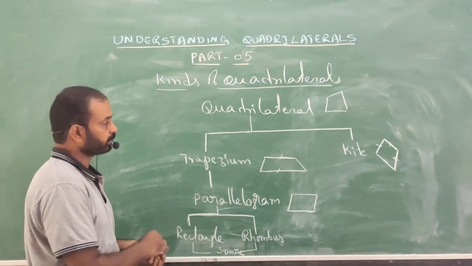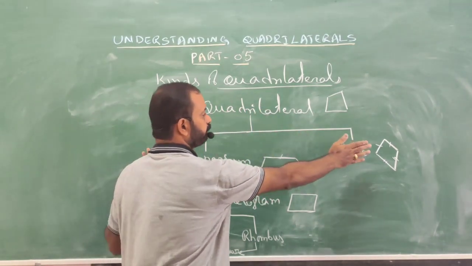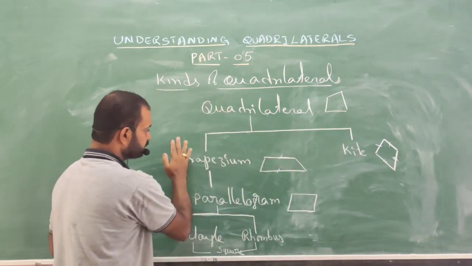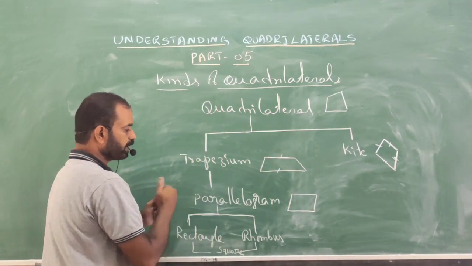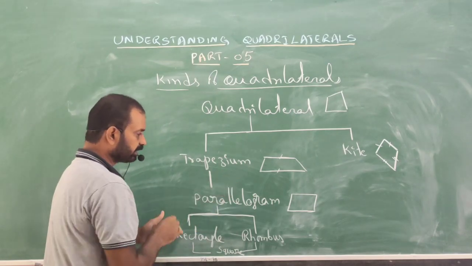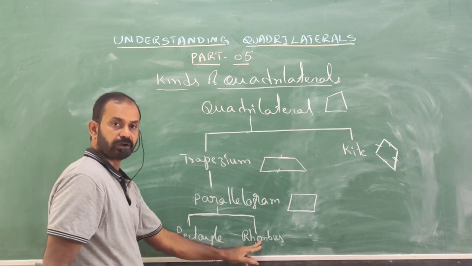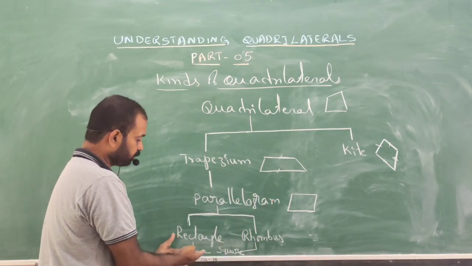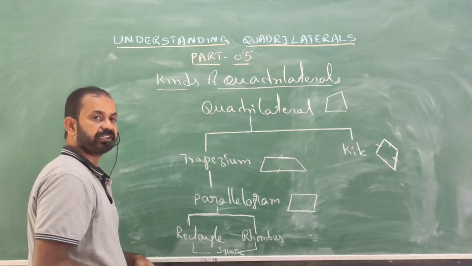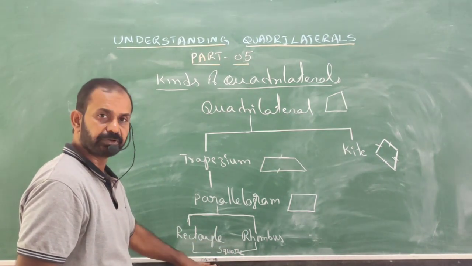Now let me see the quadrilaterals. We have segregated one side kite, another side trapezium, and again under the trapezium we have the parallelograms. Under the parallelogram again we have rectangle, rhombus. Now from the rectangle and rhombus again we have a square. So I hope this is clear to everybody.